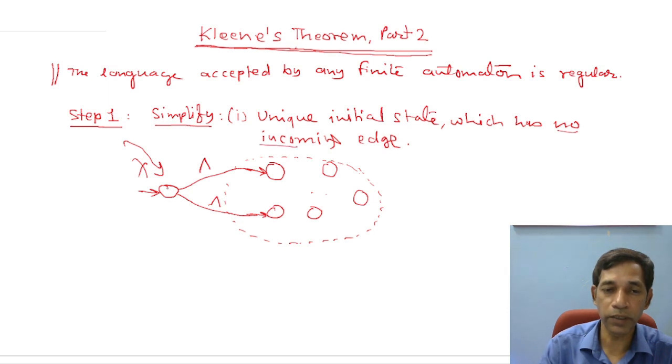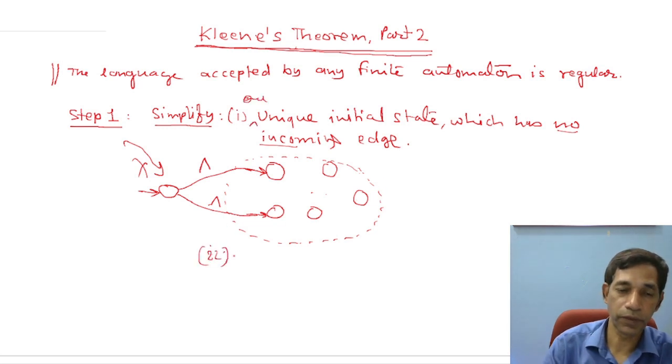Only this is the initial state, and from it you have outgoing edges only, meaning exiting edges. There is no edge coming from any state to the initial state. So this is the first step of the algorithm.